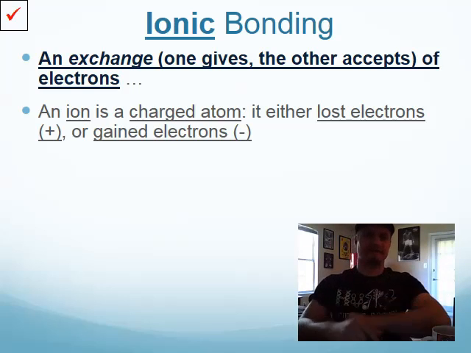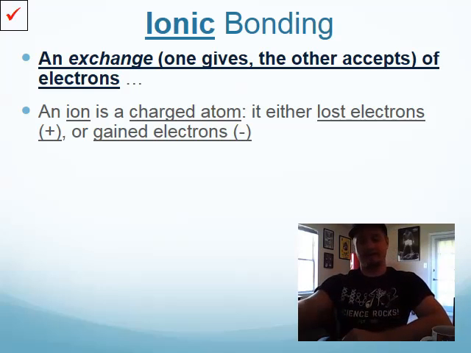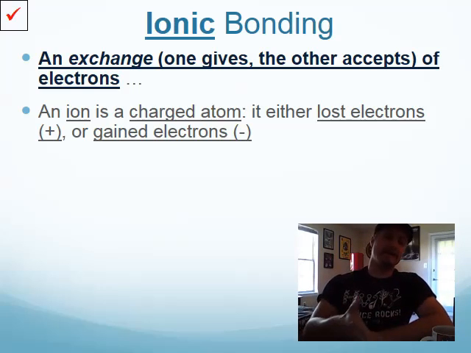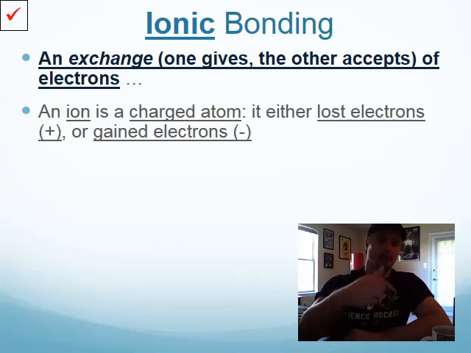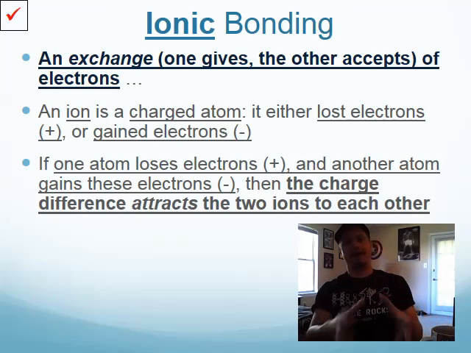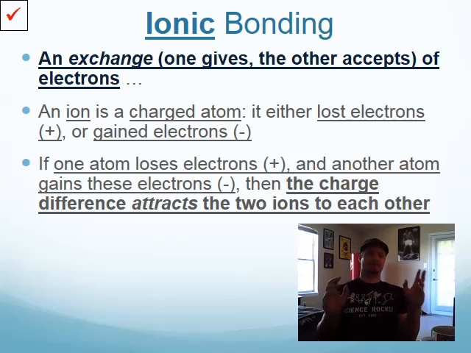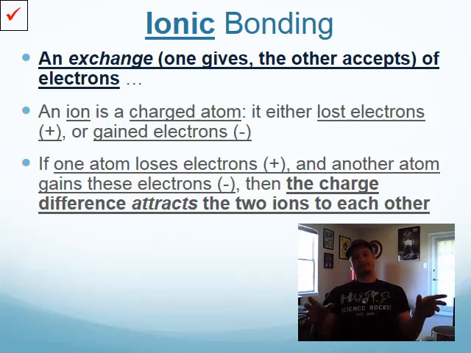Well, hang on, let's think about this. What they're doing is they're losing an electron. An electron, remember, has a negative charge. So if you get rid of a negative, that makes it positive. And if you gain an electron, that means you have one more negative charge on there, which is why the whole thing would be negative. So if one atom loses electrons, which is positive, and another atom gains these electrons, which is negative, the charge difference attracts the two ions to each other. So we have a positive and a negative. Think magnets. If you have a positive and a negative, slowly the two are going to come together.